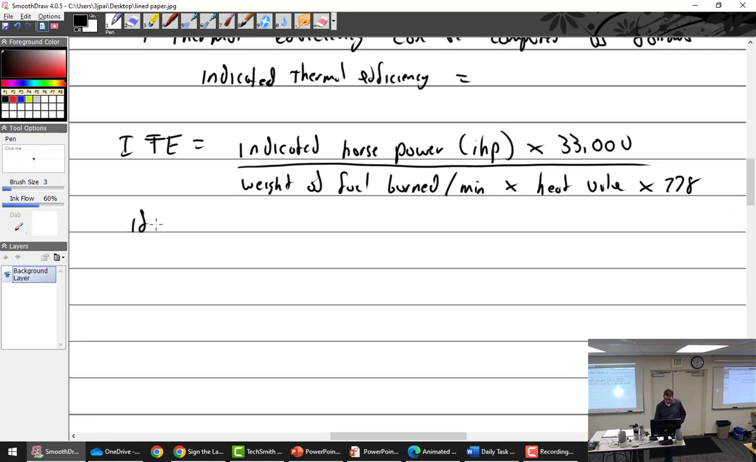So if the indicated horsepower equals 85, so I have a little C85 Continental, 85 horsepower. Let me see if it's... Kevin? Yeah. Is that weight of fuel burn divided by minutes and then multiply all that? Yeah, okay, like that.